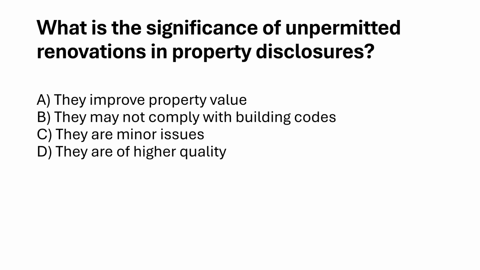But what is the significance of the unpermitted renovations in a property disclosure? A, they improve property value. Not sure. B, they may not comply with building codes. That would be significant. C, they are minor issues. And D, they are of higher quality. What do you think the biggest issue is here when it comes to unpermitted renovations?